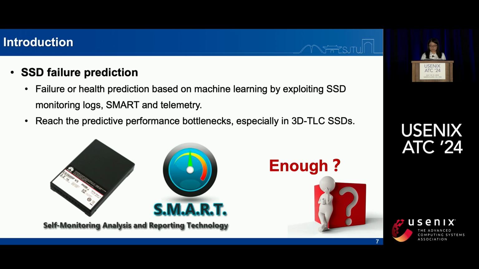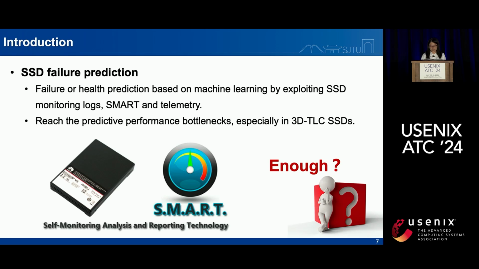However, the prediction performance of these methods reaches bottlenecks, especially on emerging NAND flash types, such as 3D TLC SSDs. We have tried to reproduce the state-of-the-art SSD failure prediction models, but we found that the prediction true positive rate is even less than 70%. This is not acceptable. This makes me pause and consider, is it sufficient to rely solely on SMART data to predict SSD failures in our data clusters?